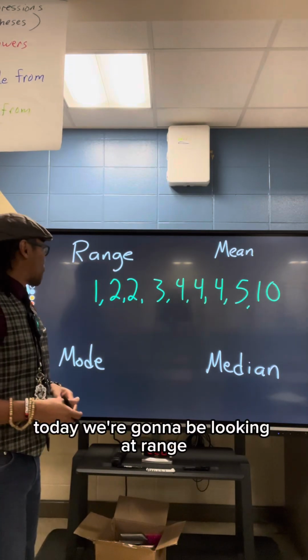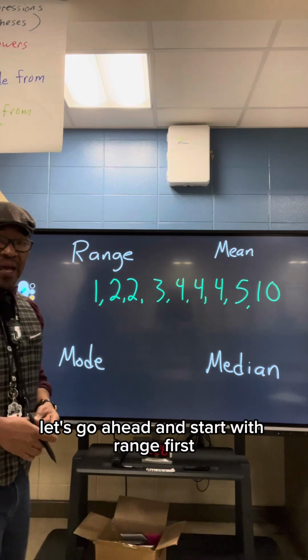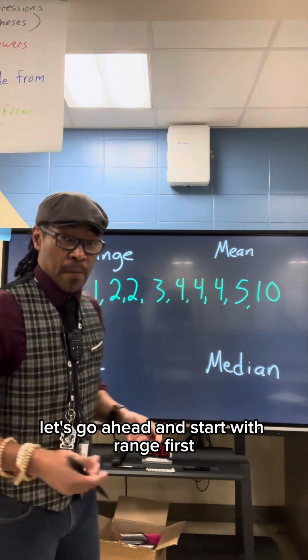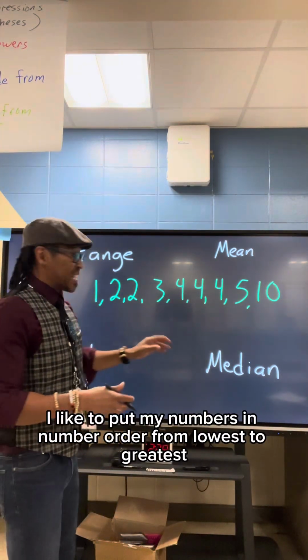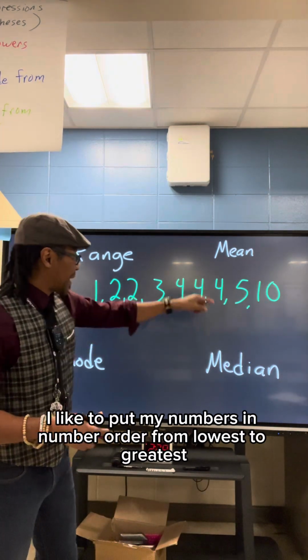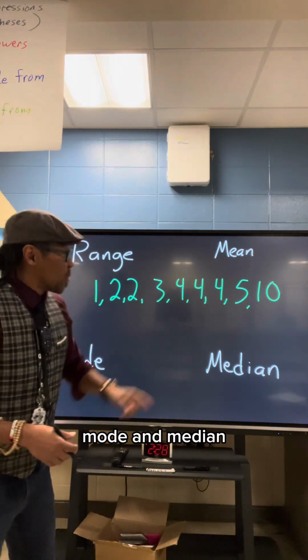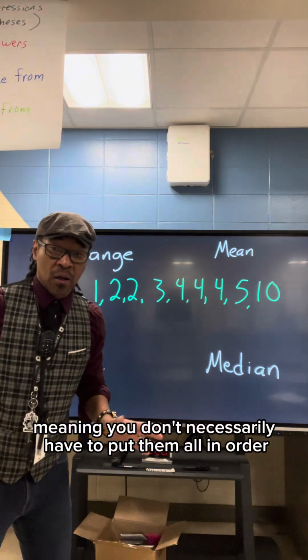All right, class, today we're going to be looking at range, mean, mode, and median. Let's go ahead and start with range first. Before I do any of that, I like to put my numbers in number order from lowest to greatest. It's going to help you especially with range, mode, and median. Meaning you don't necessarily have to put them all in order.